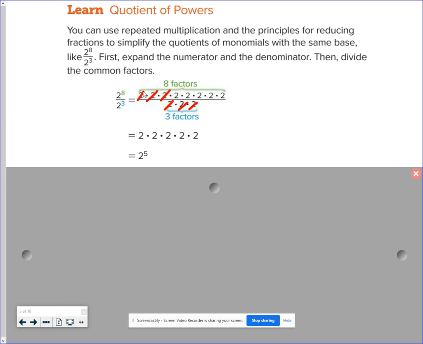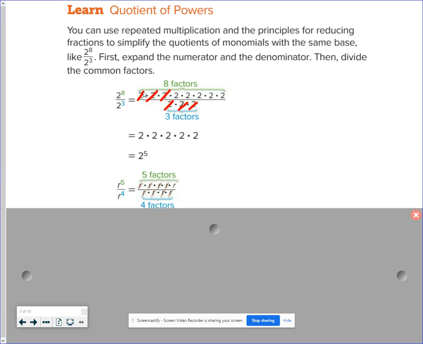Now, you could also figure out what 2 to the 5th power is, but I'm just looking at this in terms of powers, looking at what happened with the exponents. I want you to look at the 8, look at the 3. We got 2 to the 5th power. Think about that. We're going to do one more example here.